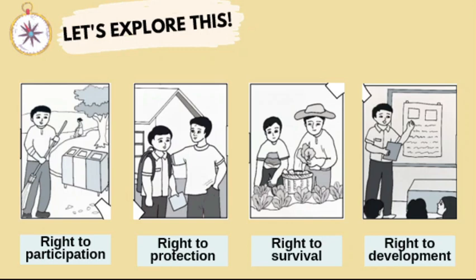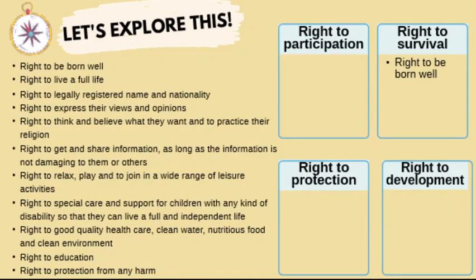This time, we have 4 main baskets of children's rights here. We have the right to participation, right to protection, right to survival, and right to development. Then, we also have different examples of the several child rights. What you will do is categorize these child rights into the 4 main baskets. For example, right to be born well can be classified under right to survival. If you're ready, pause this video so you can write your answers.